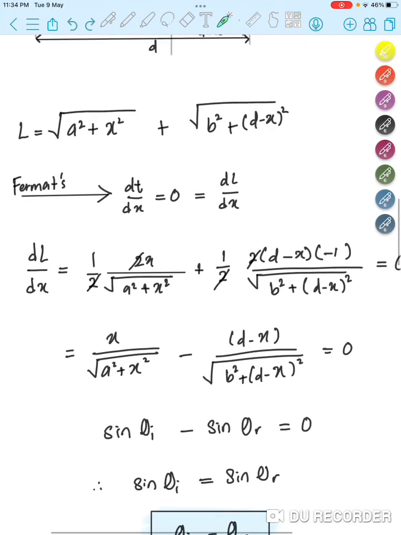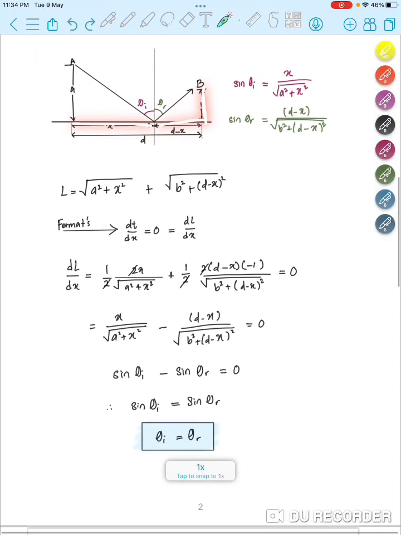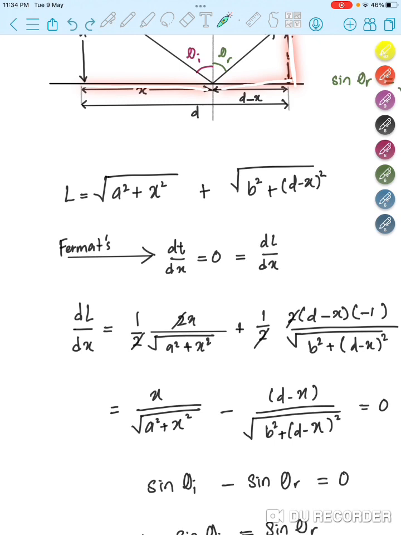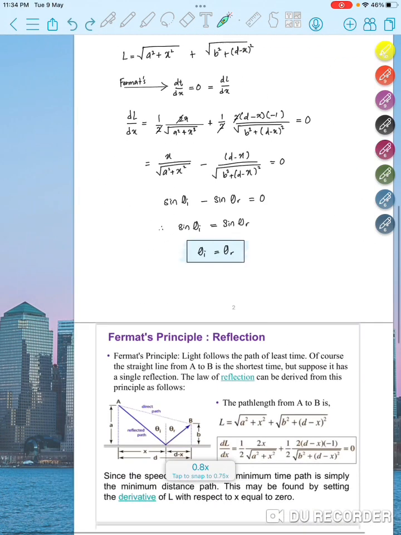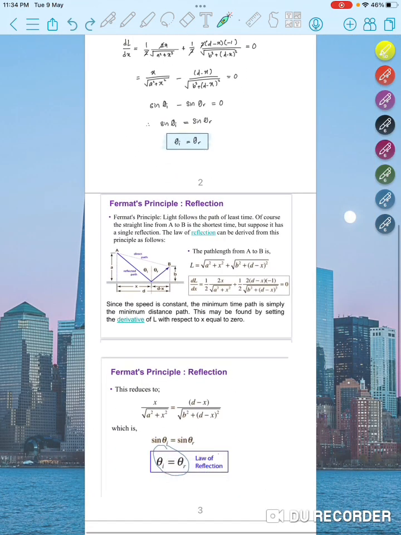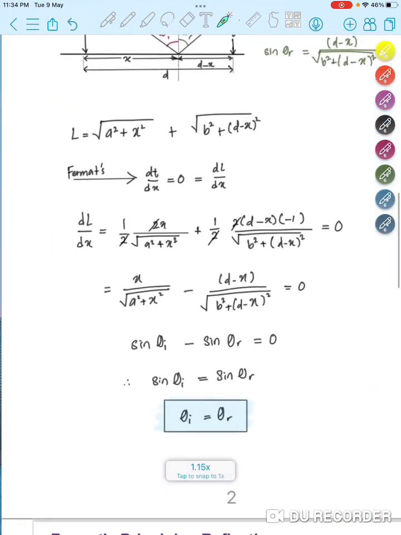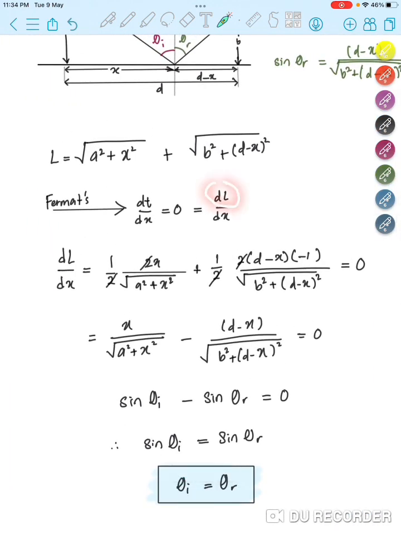So for the path length, L equals square root of a squared plus x squared, plus square root of b squared plus (d minus x) squared. Fermat's principle states that the derivative of L with respect to x equals 0. So dL over dx is equal to 0.